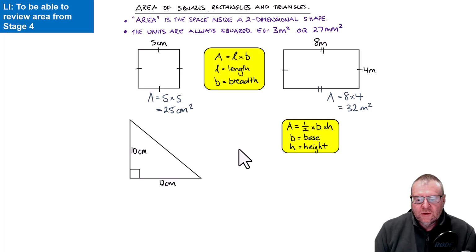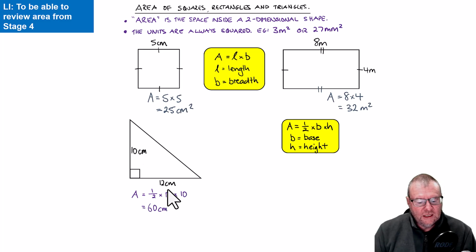Triangles. We've got a formula for triangles. The area of a triangle is half times the base times the height. Now the base could be either side, it doesn't matter. So we'll use the 12 in this case. We say it's got a base of 12 and a height of 10. So we simply substitute those in to our formula to get the area of this triangle equals half times the base times the height, and that works out to be 60. The units are centimeters, but because it's an area, it's squared.